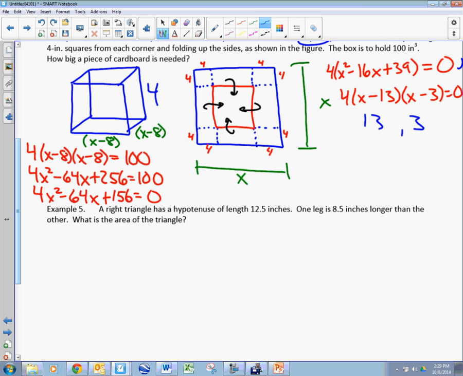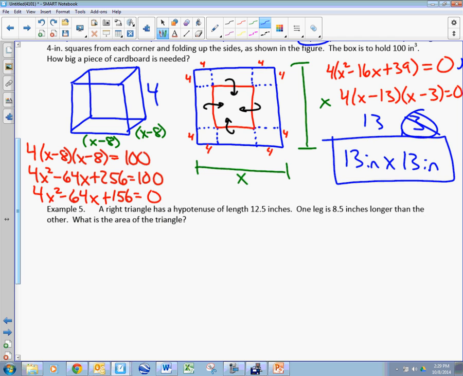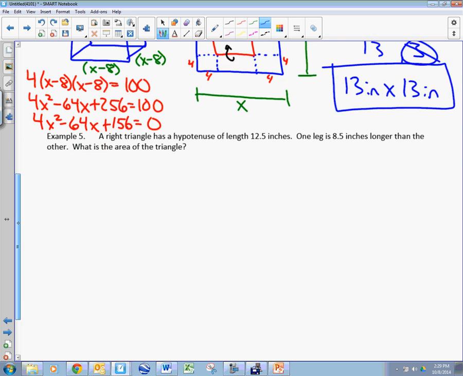Could your original piece of cardboard be 3 by 3? Why? Because you can't trim 4 off. Because you would end up with 3 minus 8, which is negative 5. That's absurd. Get rid of it. Let's try 13. Could it be 13 by 13? Yeah, because then it would give you 5 by 5 by 4, which works out. So excellent. We got a 13-inch by 13-inch piece. There's your labels. Piece of cake.